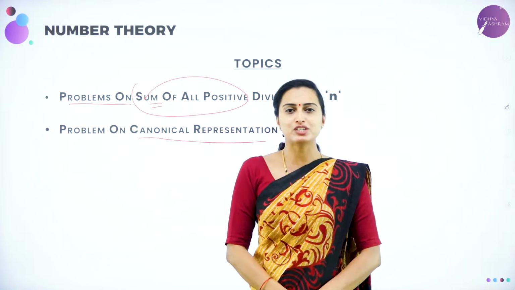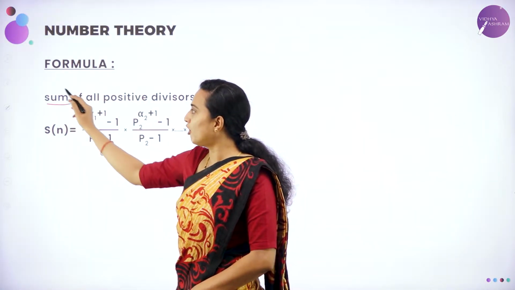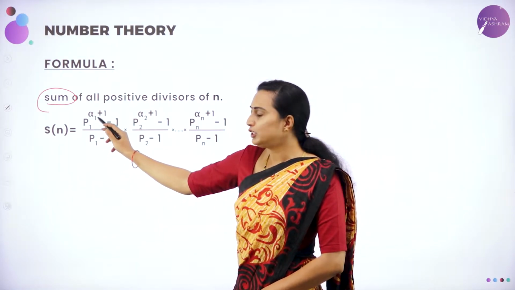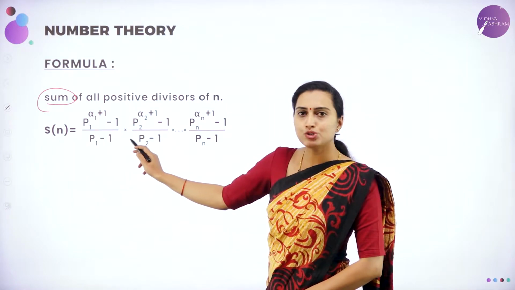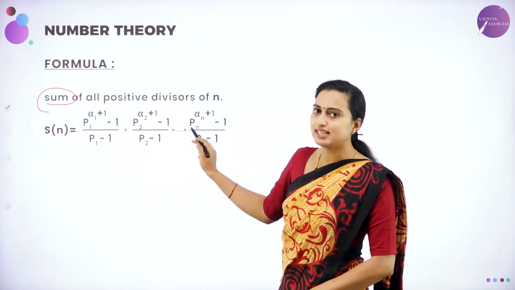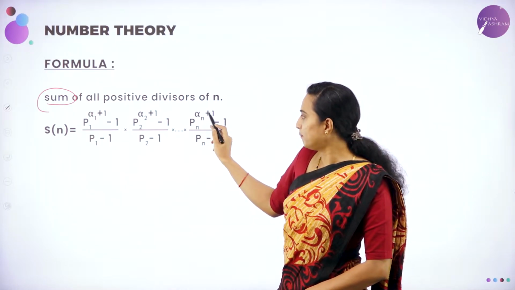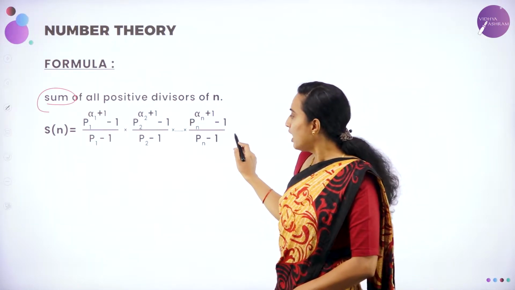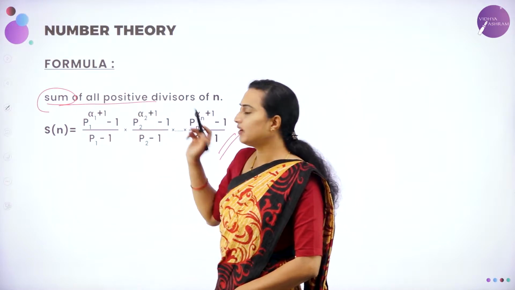Before solving, I am going to give you the formula for how to solve the problem. So here the sum of all positive divisors is denoted by S of n, and it is given by the formula: (P1 to the power of alpha 1 plus 1, minus 1) divided by (P1 minus 1), into (P2 to the power of alpha 2 plus 1, minus 1) divided by (P2 minus 1), into and so on, up to n terms, that is (Pn to the power of alpha n plus 1, minus 1) divided by (Pn minus 1). Be careful, you have to remember this formula to solve the problems to find the sum of all positive divisors.